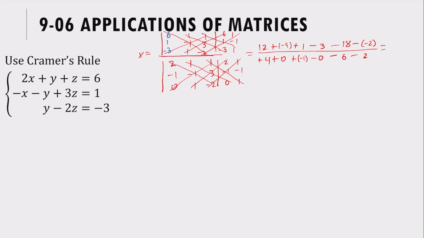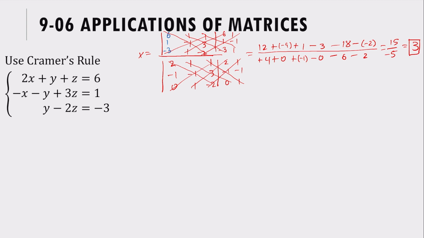Put those together, add up the top, I get 15. Add up the bottom, I get -5. 15 over -5 is 3. X is 3, and that's the really cool thing about Cramer's rule, is you can solve for one of the variables without having to solve for the other variables.